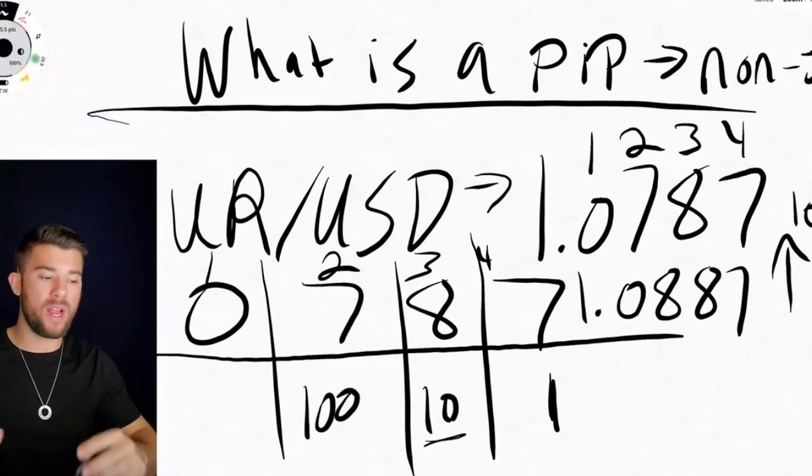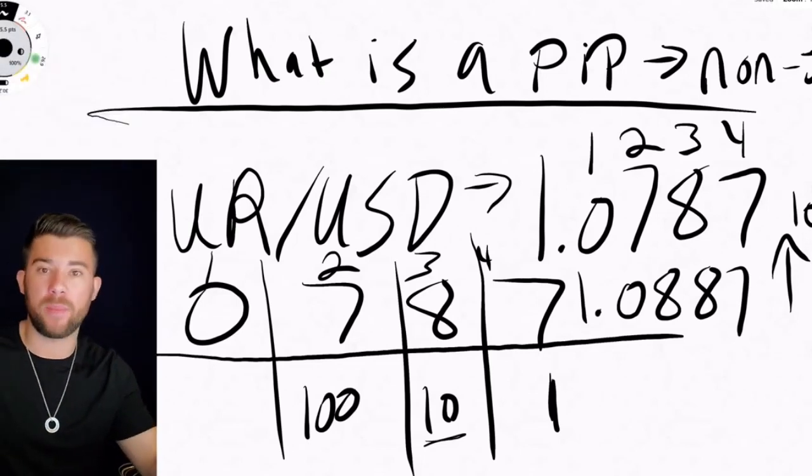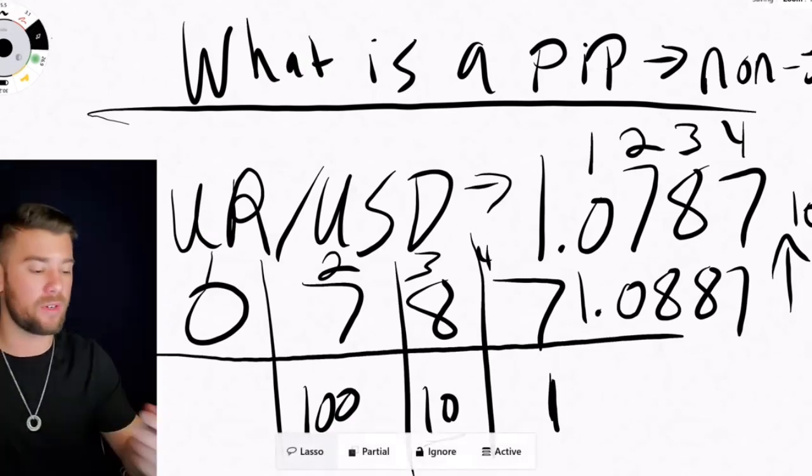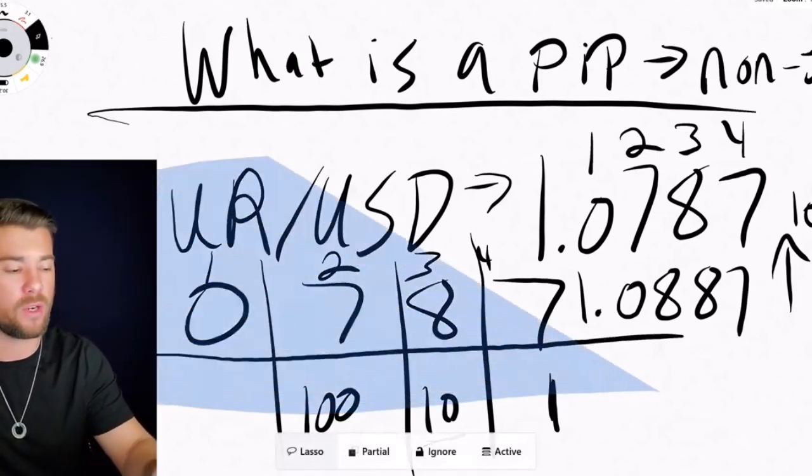So that's the way you recognize a pip. A pip is the fourth decimal place. It's the smallest amount of currency moves that we care about as traders. Let's do a completely different currency pair that is not a yen pair and go over one more.